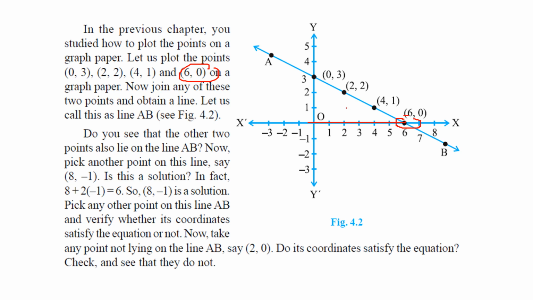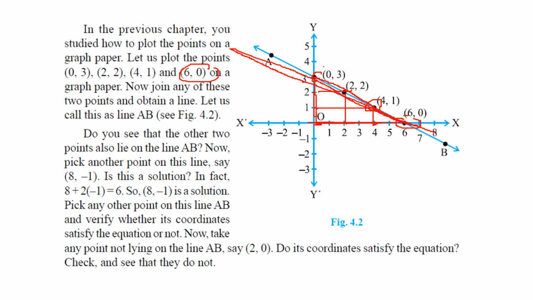Now x is 2, y is also 2. So take this point. Now x is 4, y is 1. So this is one point. X is 0, means y is 3. So these are the points, join them, and this is your required line.